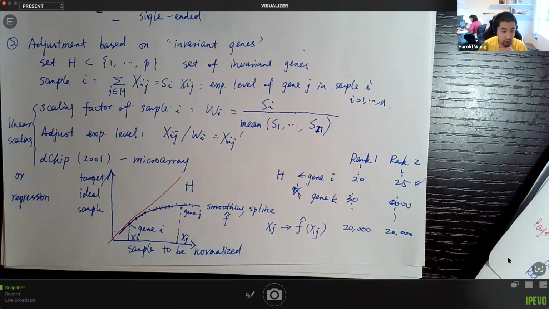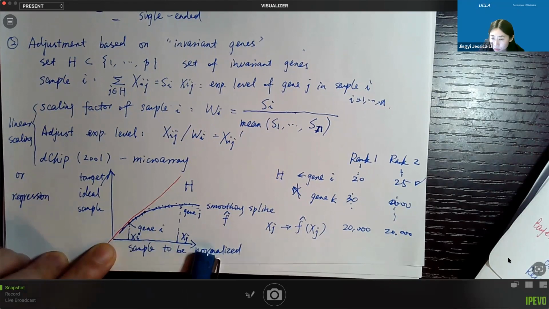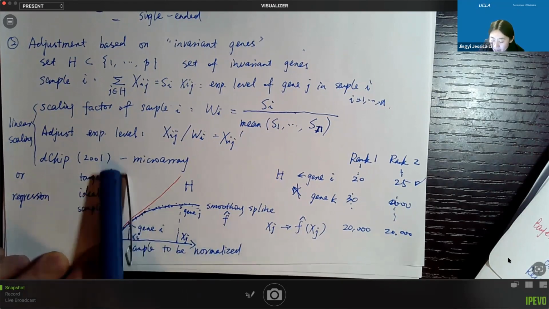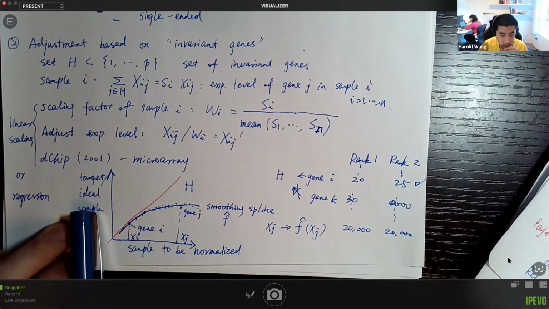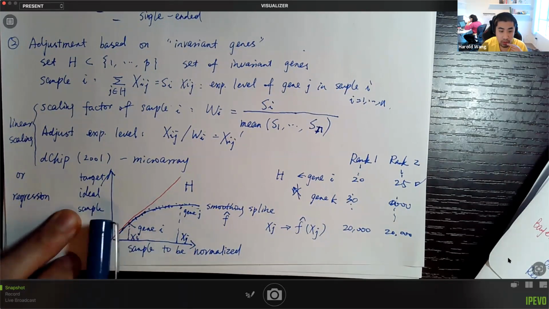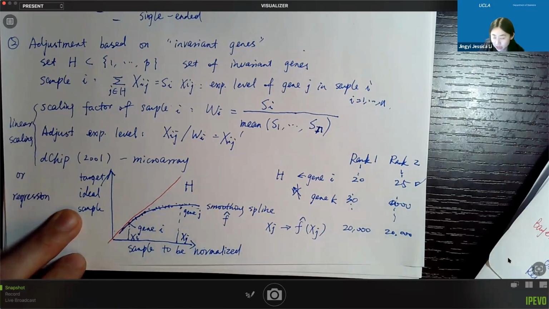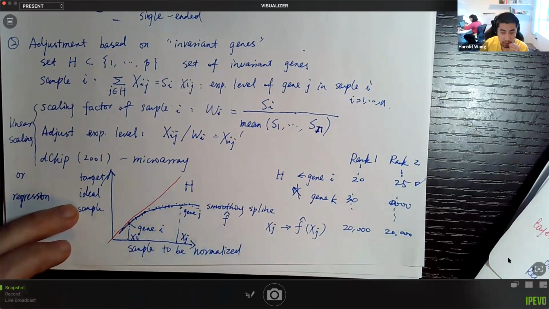Okay, I have another question. On this graph, the dots are genes. So yes. This x-axis is the one sample to be normalized, and the y-axis is another sample you set as fixed. So let's say you have 3 samples to normalize, then you will have 3 of these graphs. I see.